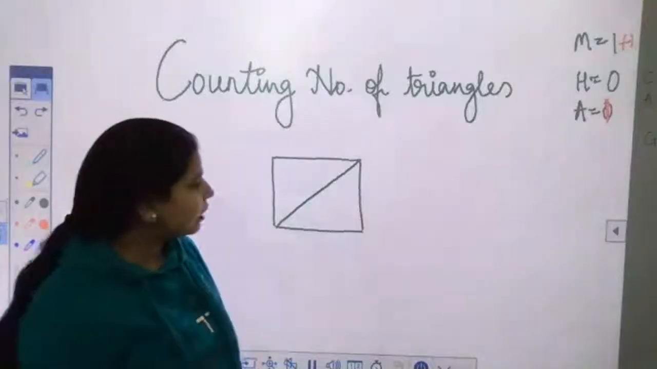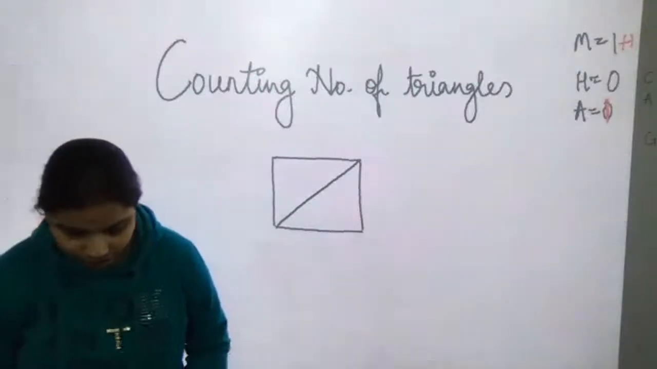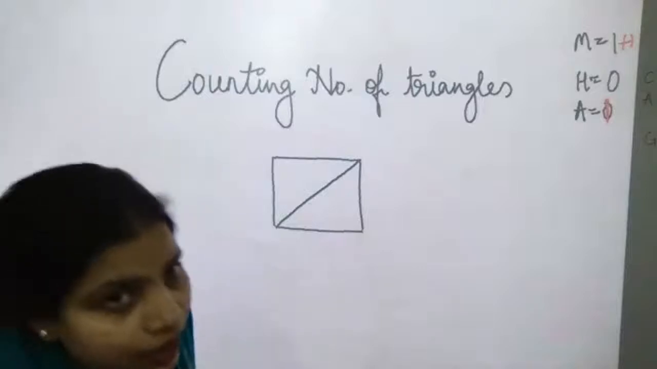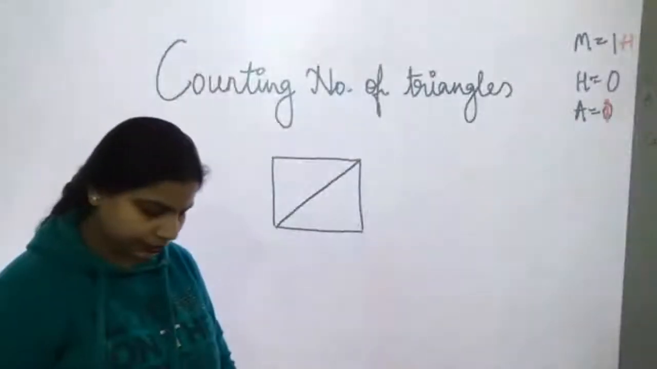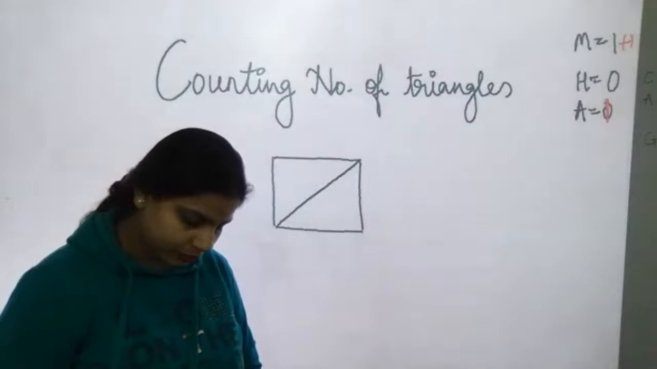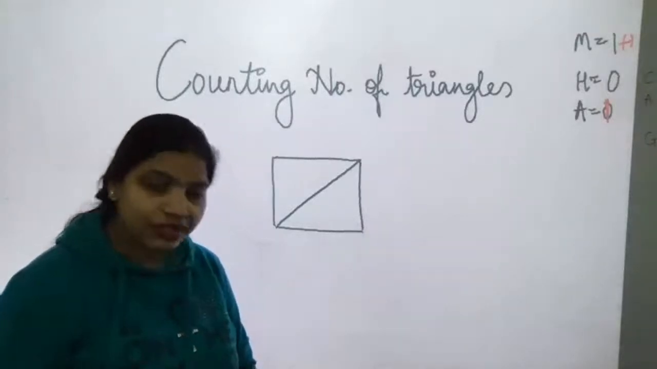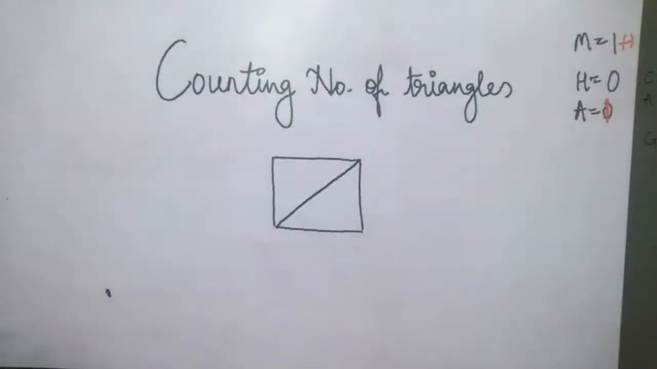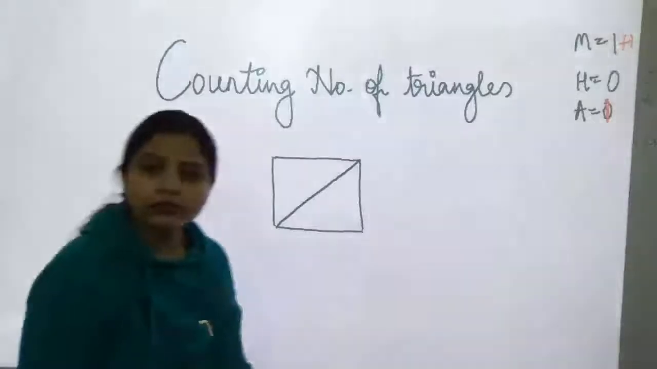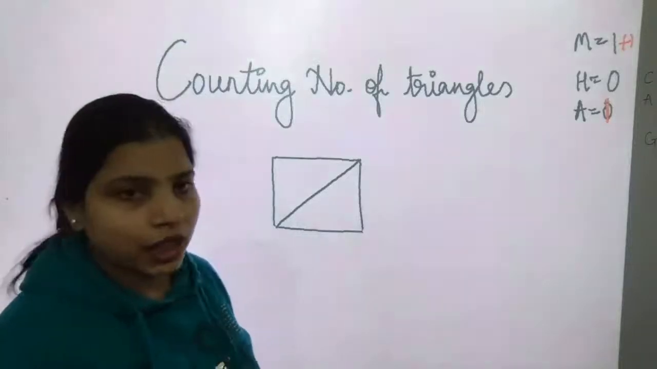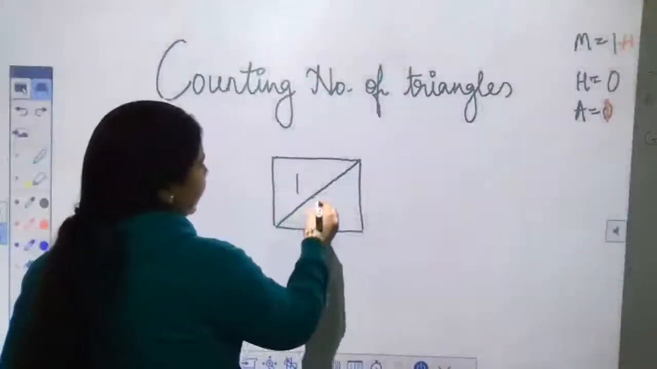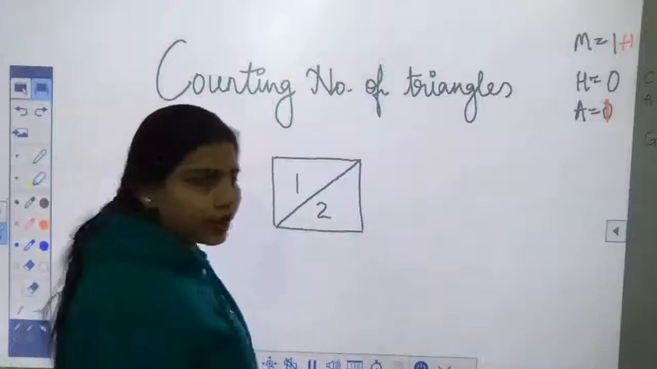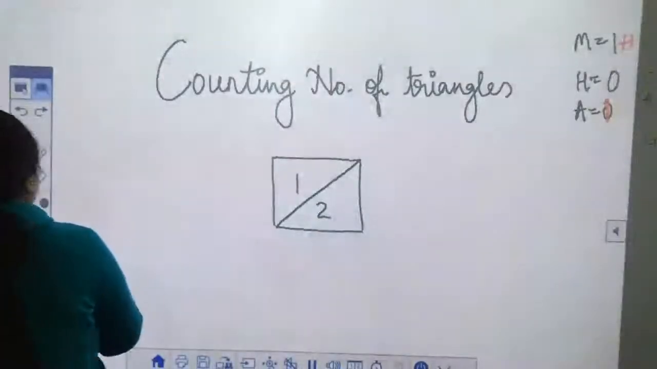Tell me fast, how many triangles? How many triangles बच्चे? Let me drink some water. आप आंसर करो कितने ट्राइंगल्स हैं इसमें? मन्नत एंड अध्ययन 2. बिल्कुल सही. 1 and 2. It contains 2 triangles. Fine.